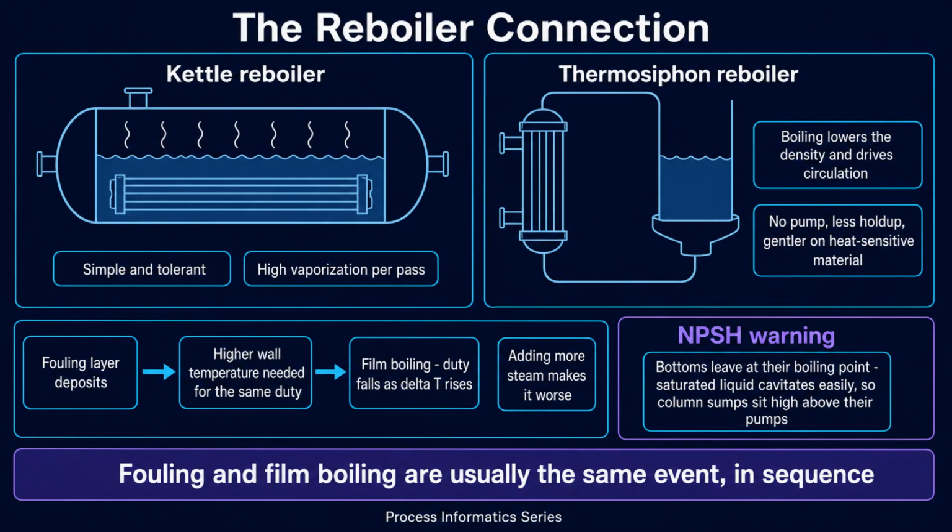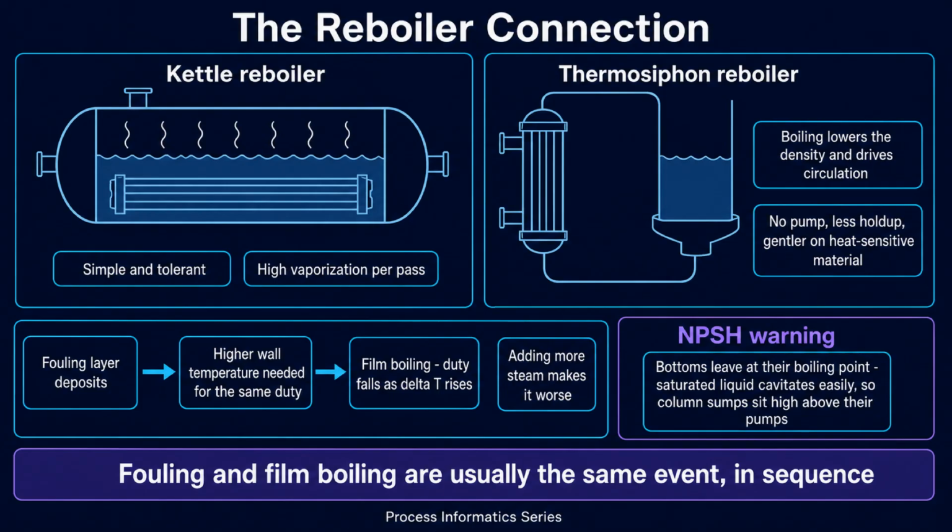Two failure modes recur. Fouling deposits a low conductivity layer that raises the wall temperature needed for a given duty, which degrades the product it bakes onto the tube, a self-accelerating loop. Film boiling follows when the temperature difference is pushed too far, typically by raising steam pressure to compensate for fouling. Duty then falls as the temperature difference rises, and adding more steam makes it worse.